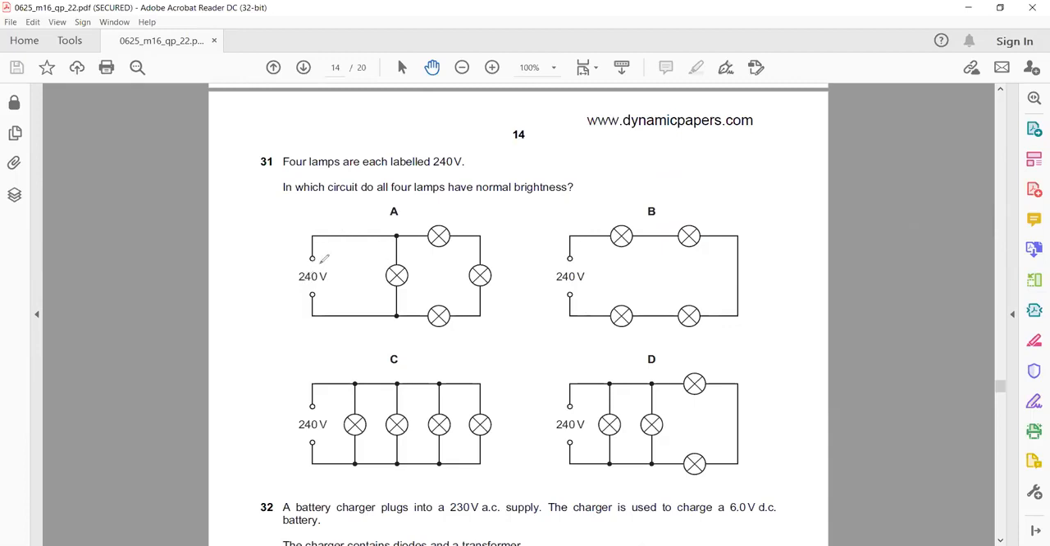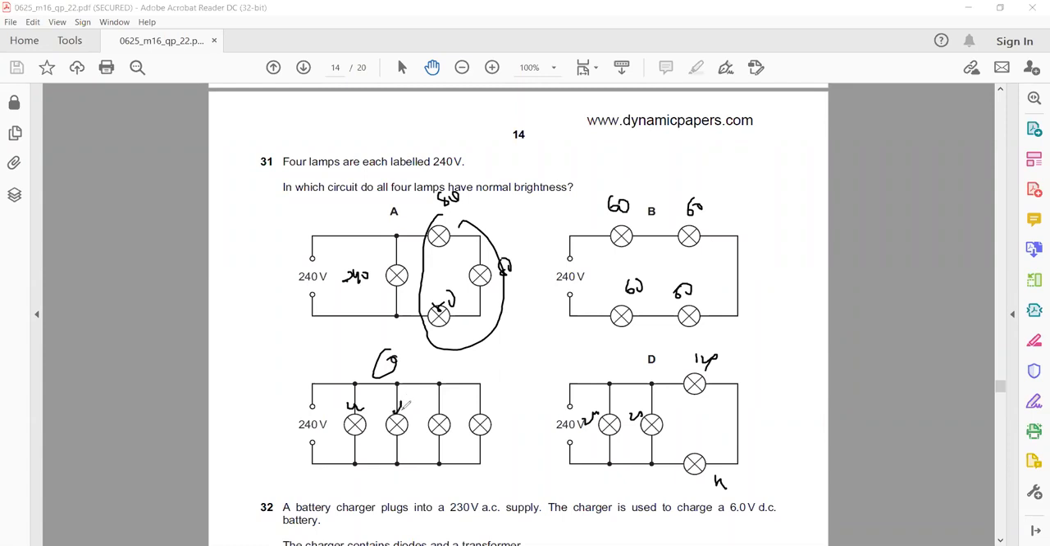What will be the division of the voltage in A? You can see this lamp is in parallel to the battery. This will receive 240. But these three are in series with each other, so 240 will divide into 80, 80 and 80. What about this one? All four are in series, so 60, 60, 60, 60. What about this one? 240, 240, 120, 120. But in this one, all are parallel, so they all receive the same 240 volts.